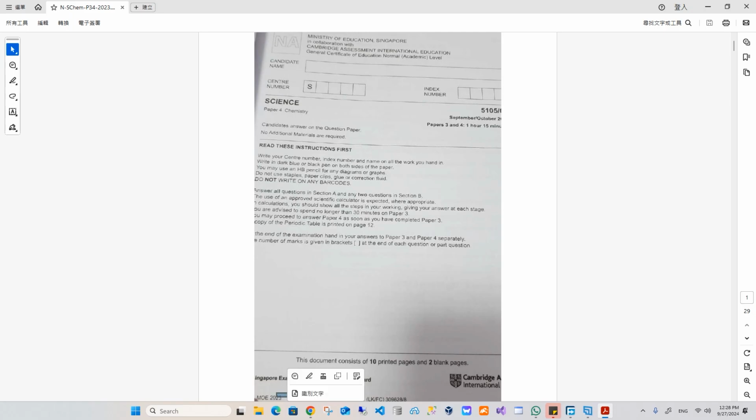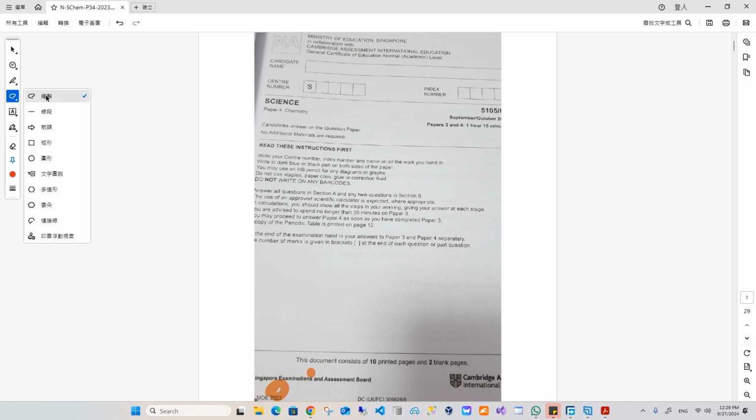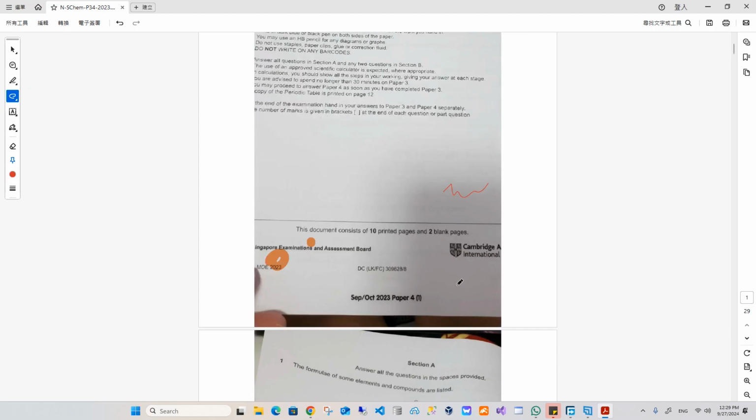Try my pen. Okay, my pen. Wow, what is this? It's wrong. Well, this is supposed to be line. Okay, lines okay. So anyway, to read the paper, let's start.